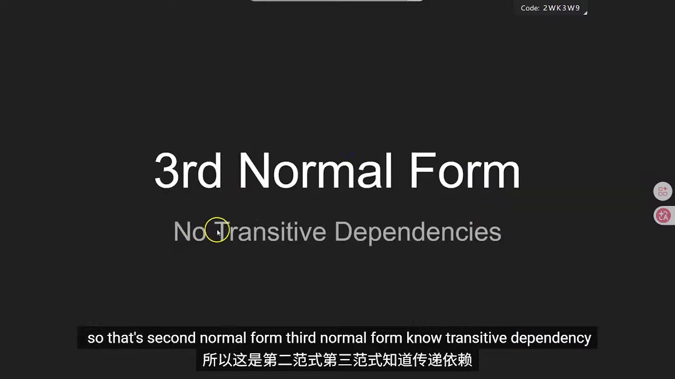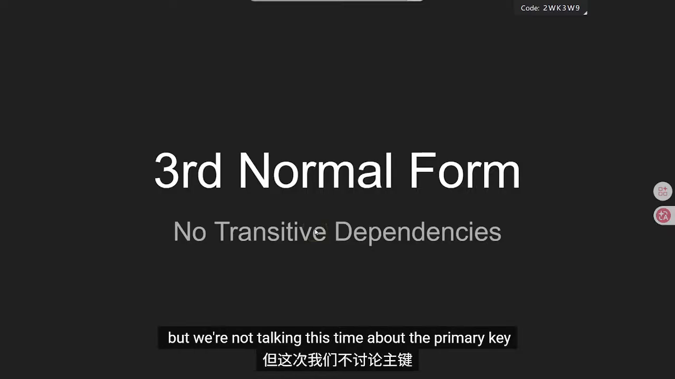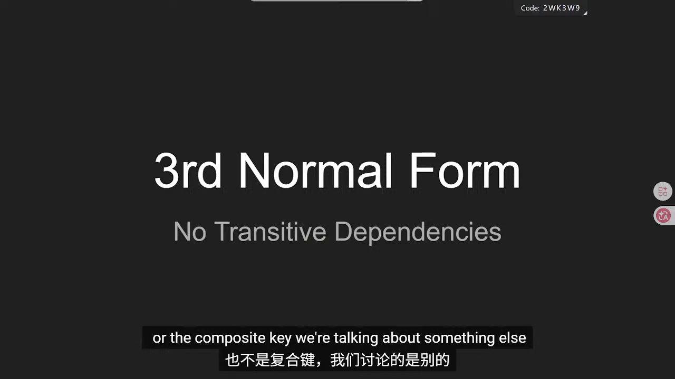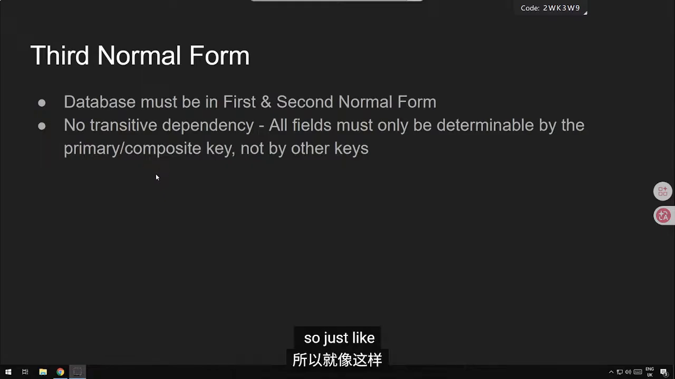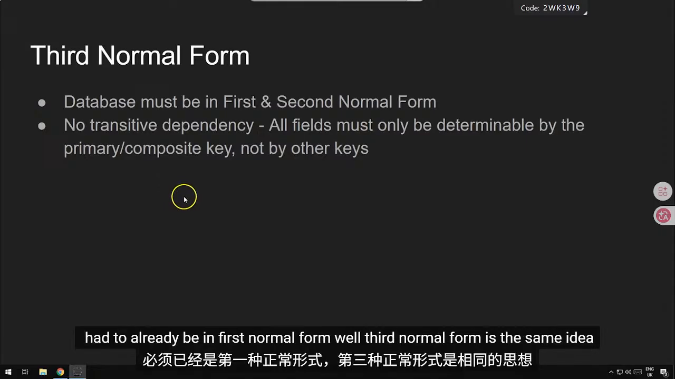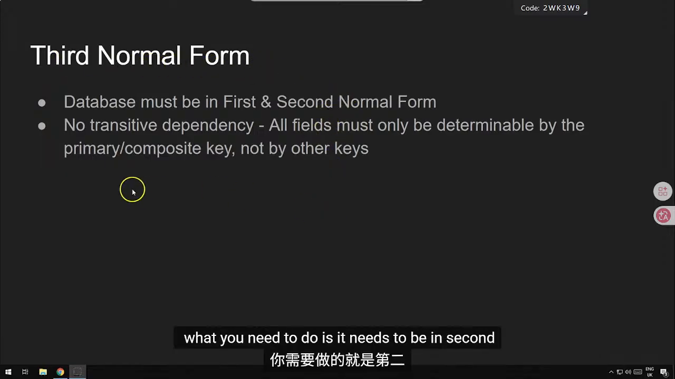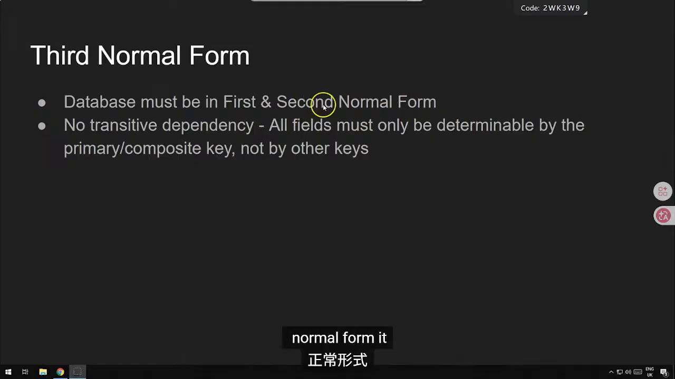Third normal form, no transitive dependency. So it's similar to the previous one, but we're not talking this time about the primary key or the composite key. We're talking about something else. So, just like when you tried to put something into second normal form, it had to already be in first normal form. Well, third normal form is the same idea. It needs to be in second normal form.